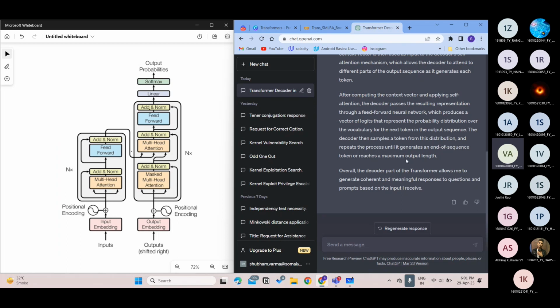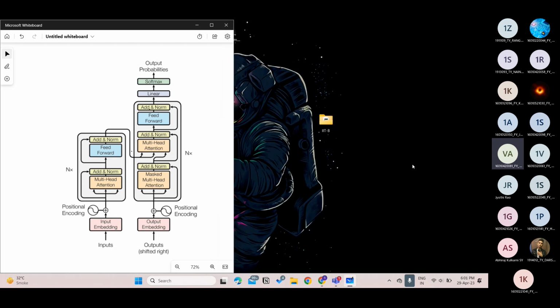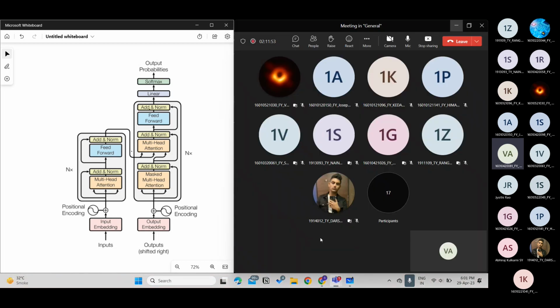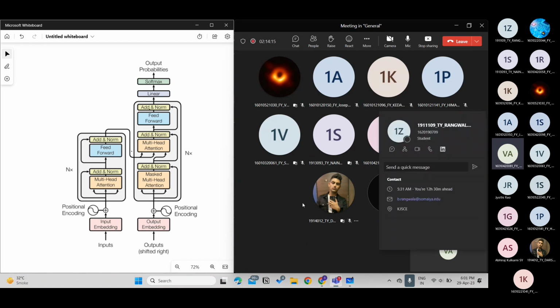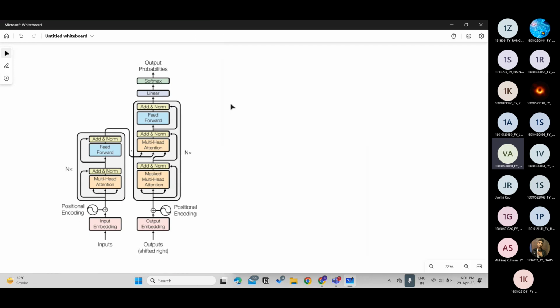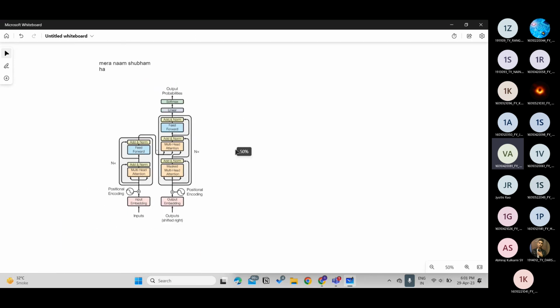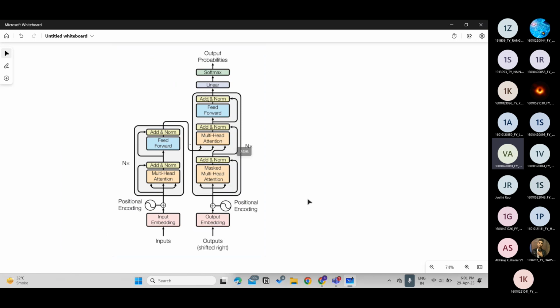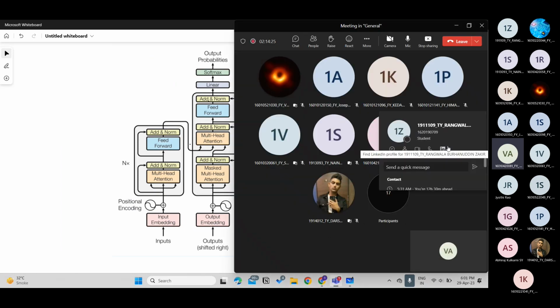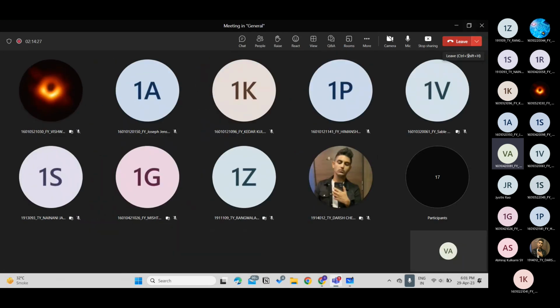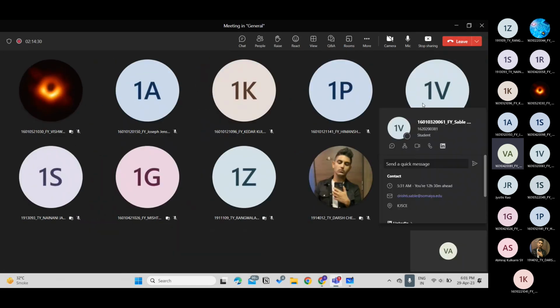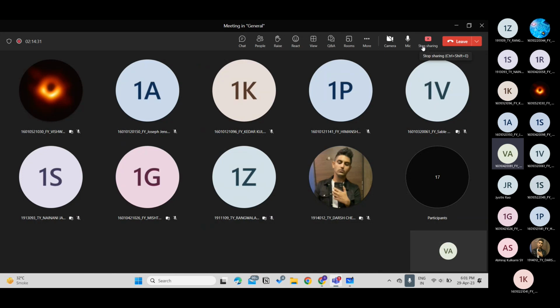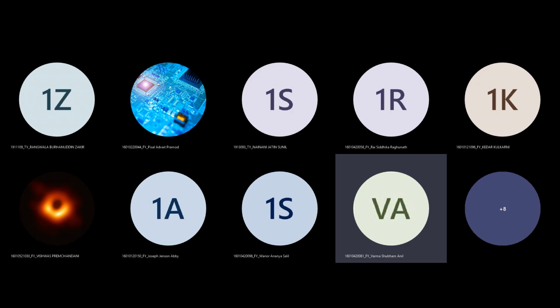Okay, so is it clear as of now how all these things work? Is there any doubt with the transformer part? Any difficulties or anything not understood yet? You can unmute and ask. Okay, so it seems that there is no doubt. So I will stop sharing.